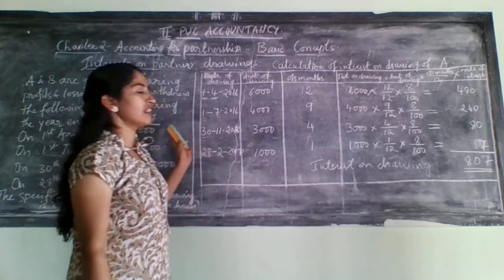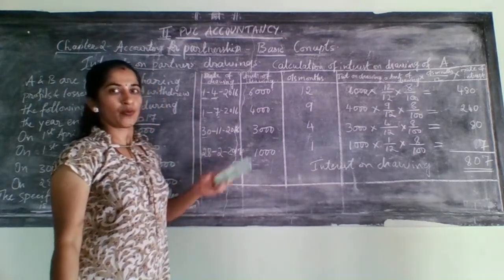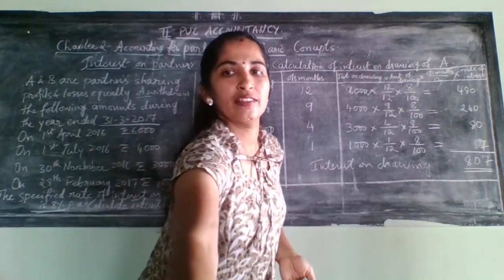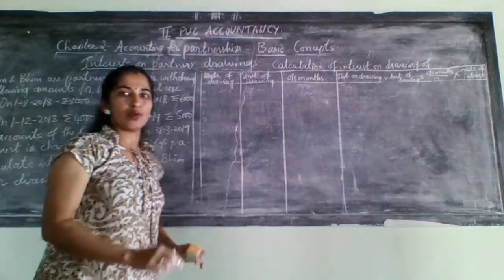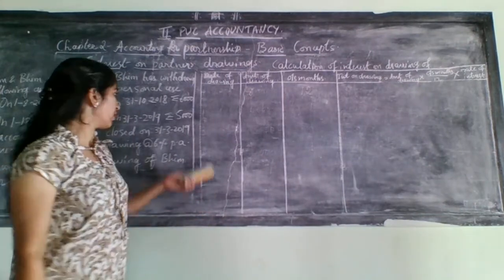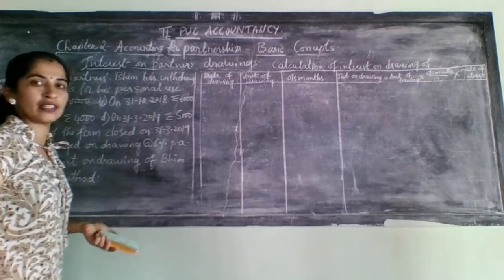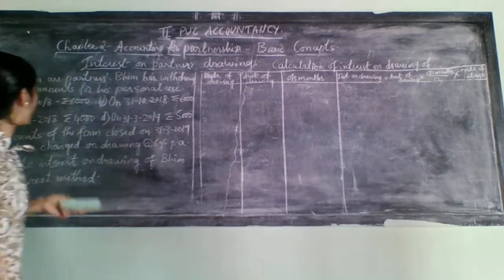So we can learn this by doing one more problem also. Can we do it now? Okay. Here is one more example of the calculation of interest on drawing under direct method. Let us see. Once we'll read the problem.